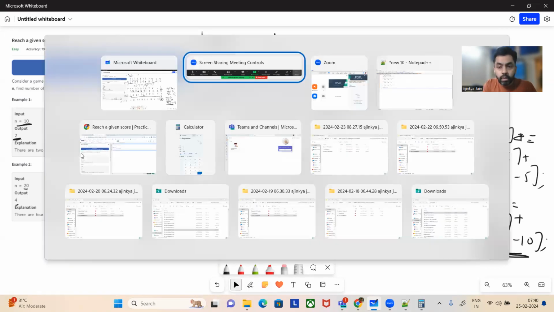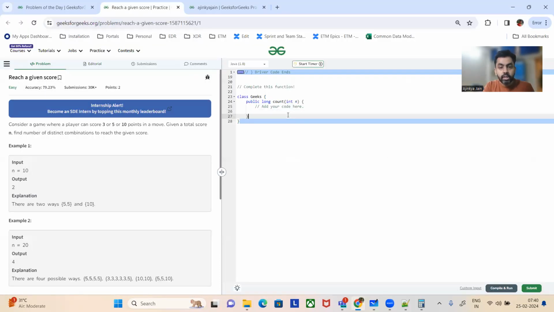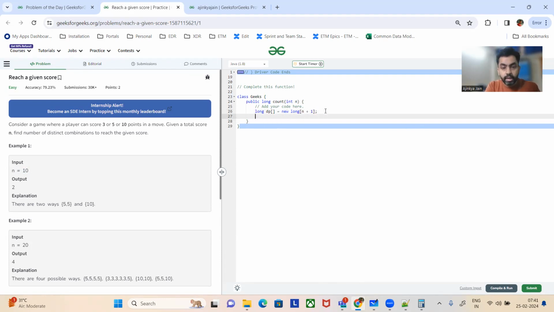So now let's solve the problem. I'll solve in Java and then I'll show the C++ code. So for example, let's have this array equal to new long n plus 1, as I said. We have to calculate for n equal to 10, so definitely we will have n plus 1, because it starts with 0-based indexing. It is initialized with 0 by default. And dp of 0, that is when n equal to 0, there's only one way.